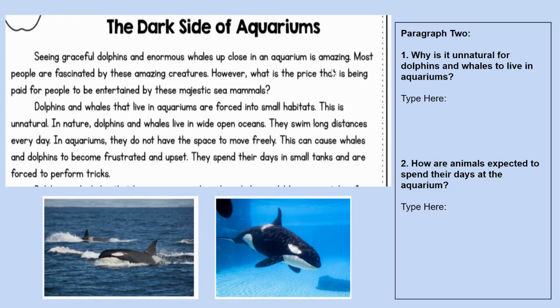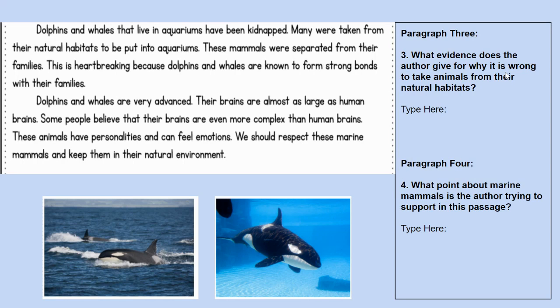Today you're going to be reading a passage about marine animals in aquariums. Your text is titled The Dark Side of Aquariums. As you are reading, you're going to be looking for the point that the author is trying to make in the passage. The author is going to be giving you lots of reasons and lots of evidence to support a point. You will answer your comprehension questions off to the side.